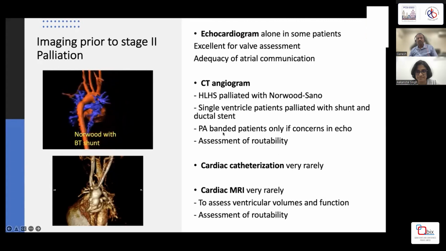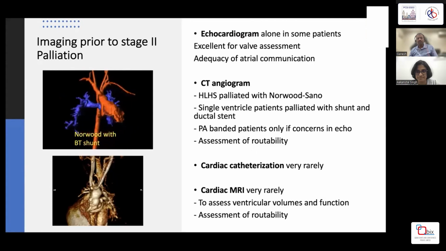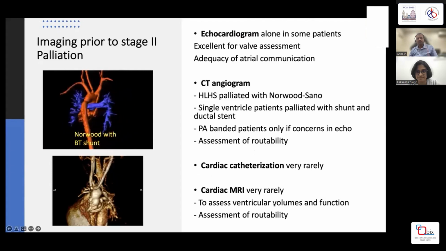CT angiogram we also perform if the question is the assessment of routability, to see if the patient can be converted into a biventricular repair. And if both routability and ventricular volume and function are a question, then we do cardiac MRI. Cardiac cath is very rarely performed.